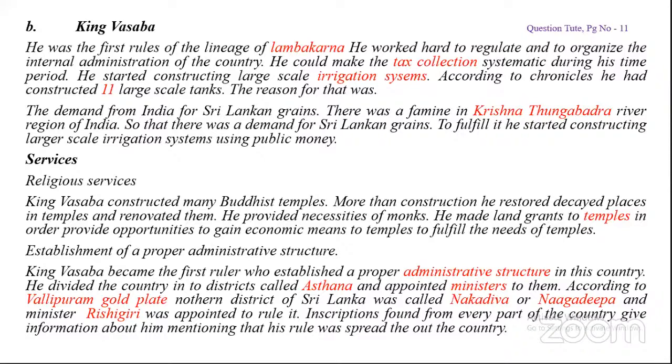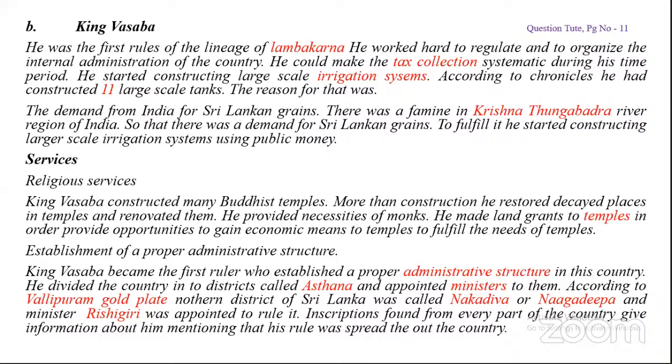He was the first ruler of the lineage of Lambakarna. He worked hard to regulate and organize the internal administration of the country. He made tax collection systematic during his time. He started constructing large-scale irrigation systems. According to the chronicles, he constructed eleven large tanks. Why did he construct them? Because of the demand from India for Sri Lankan grains.